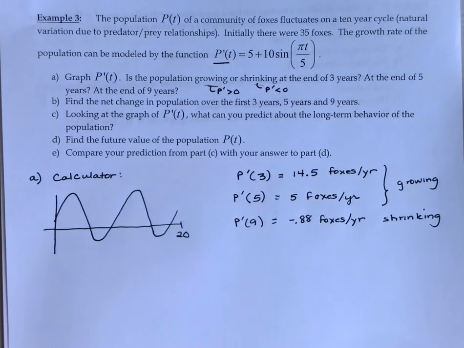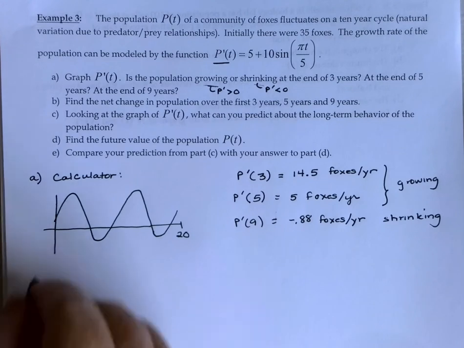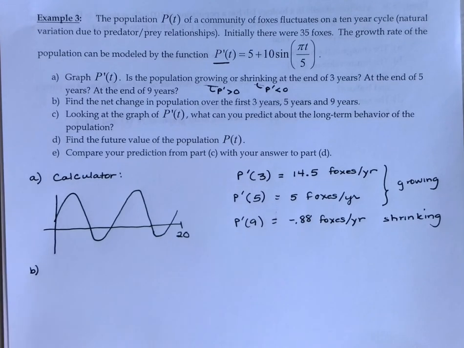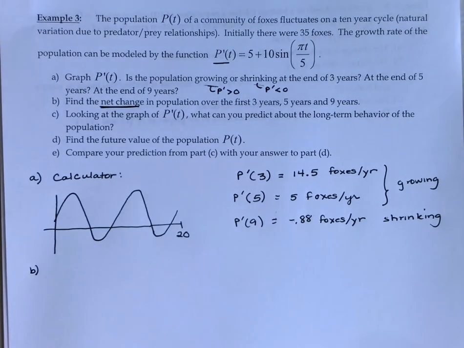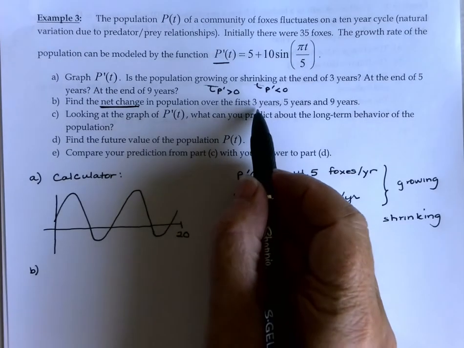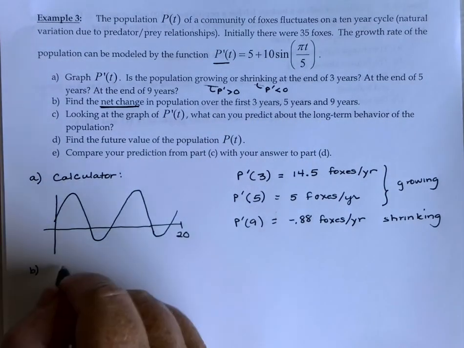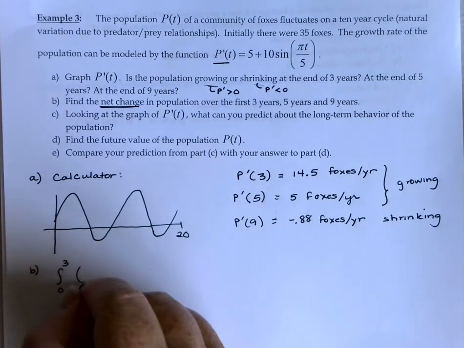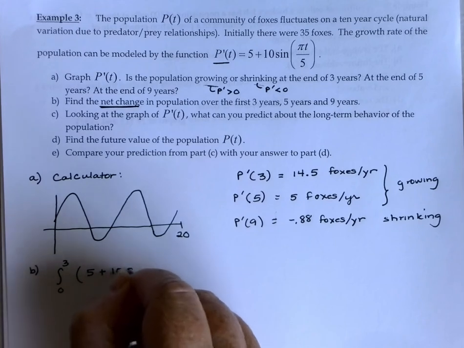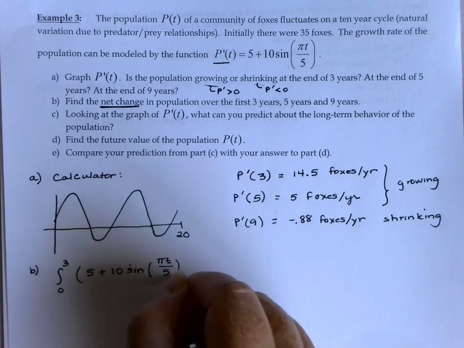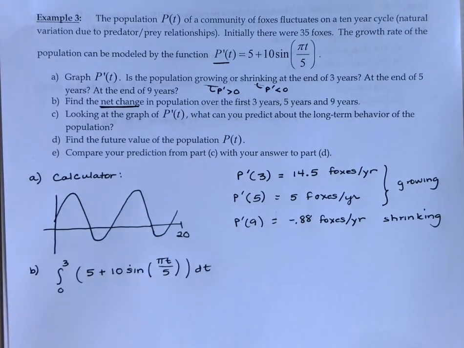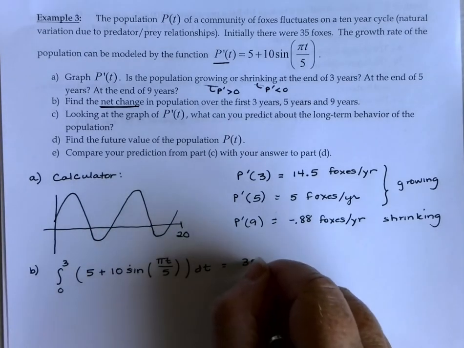All right, part B. We would like the net change in population. So net change, we can use an integral to do that over 3, 5, and 9 years. For the first 3 years, I'll just do the integral from 0 to 3 of my P prime equation. And again, I'm just going to use a calculator to speed this along a little bit. I got about 35.8.